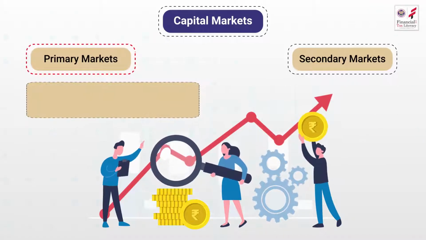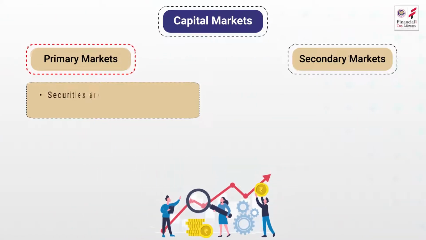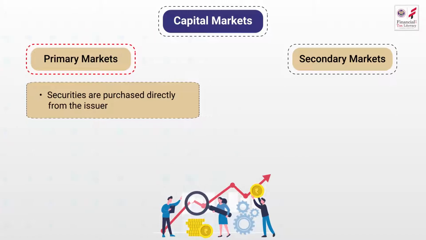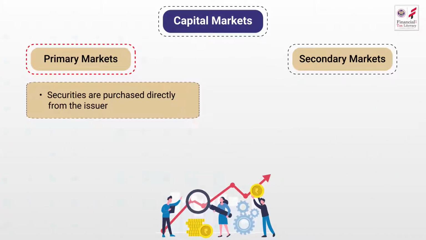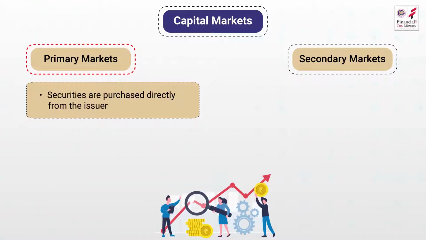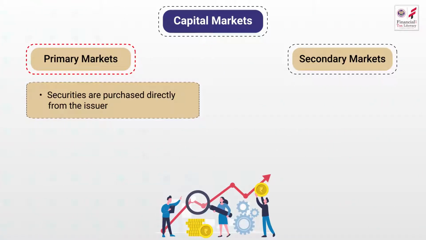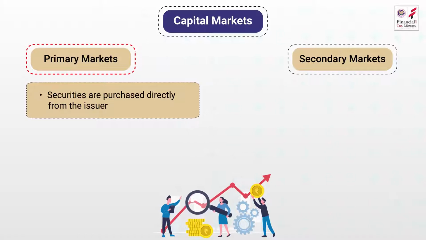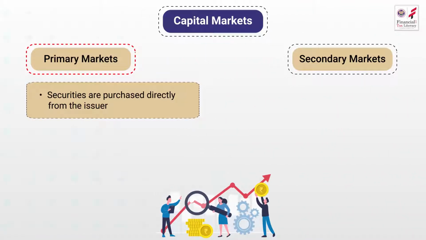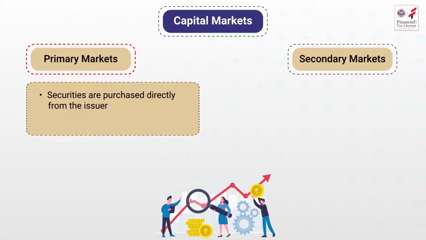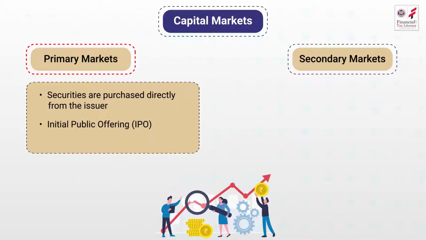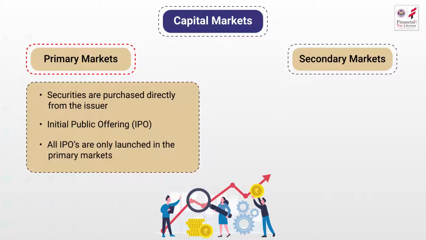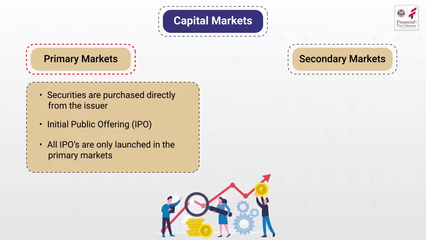Primary markets. The primary markets are where the securities are introduced for the first time. In this market, companies sell their newly issued securities that may include stocks and bonds to the public for the first time. The process of a company selling bonds or stocks for the first time is called an initial public offering or IPO. All initial public offerings are only launched in the primary markets.